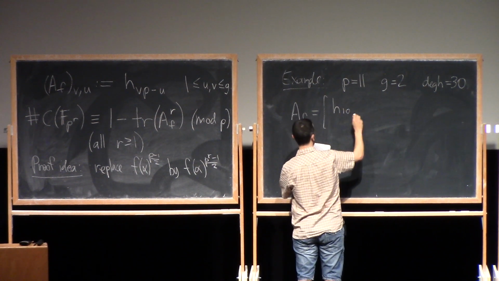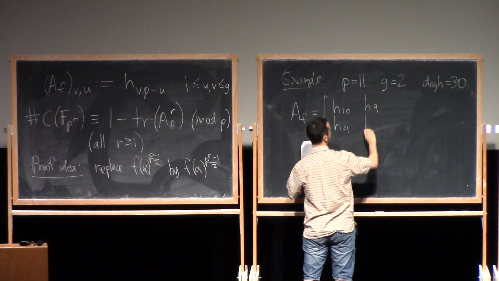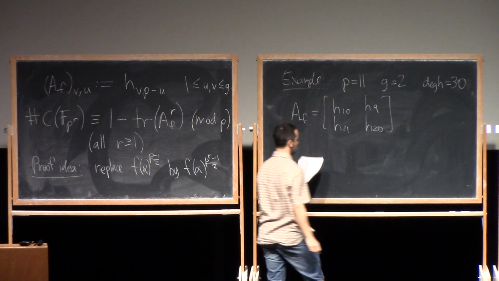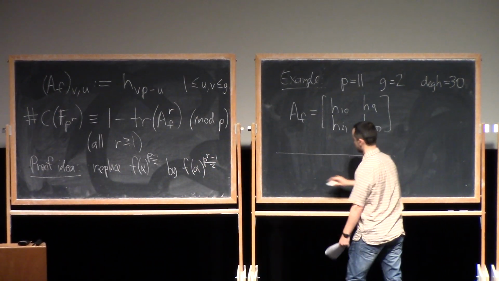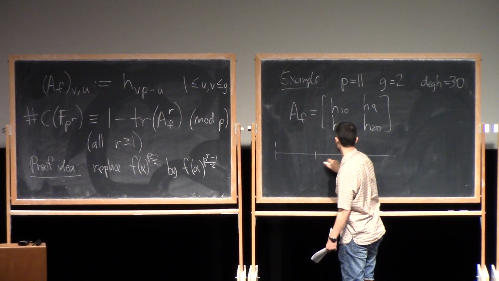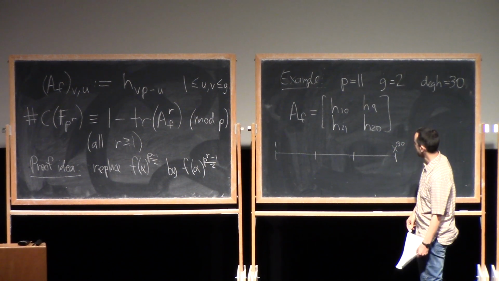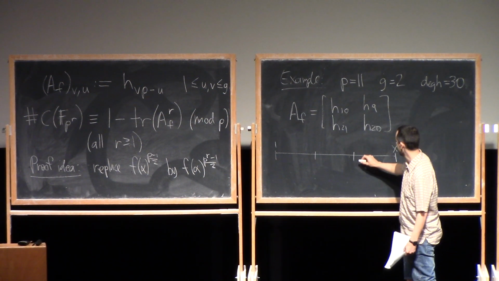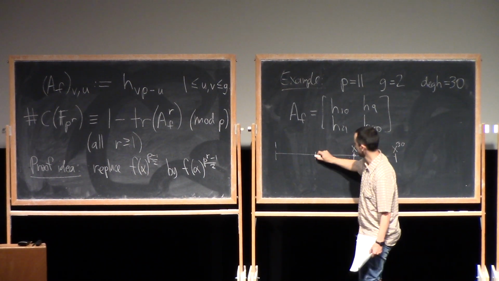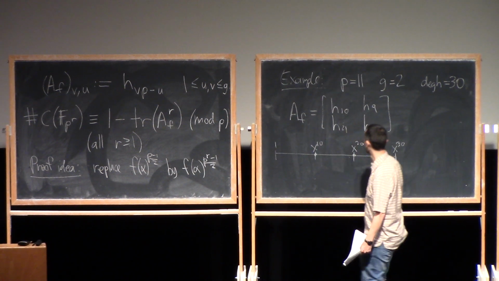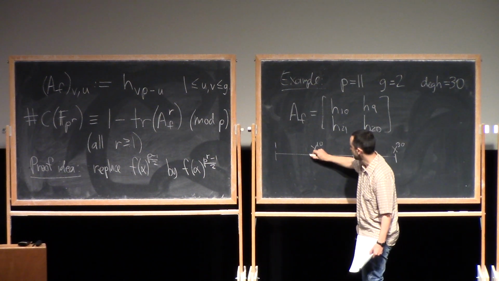So h10, h9, h21, h20. Okay, so if I sort of draw the coefficients of h again, so this is x to the 30. So what do we have? We have 21, and so I think before I had this was my 20, and this was my 10, and now we're dealing with 21 and 20 and 10 and 9.